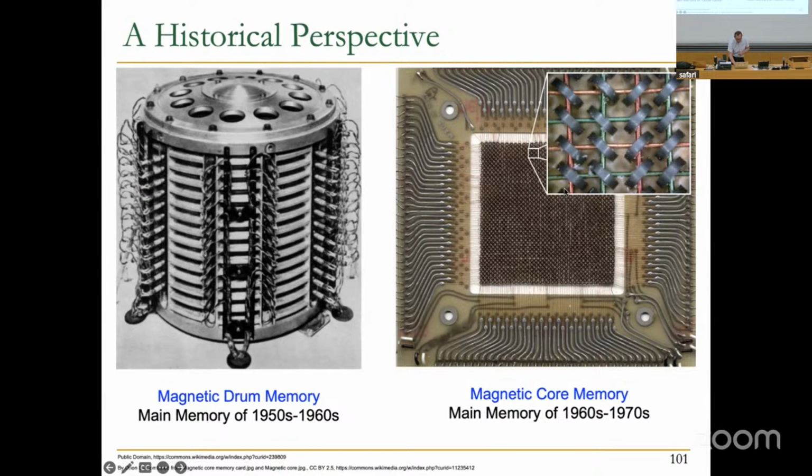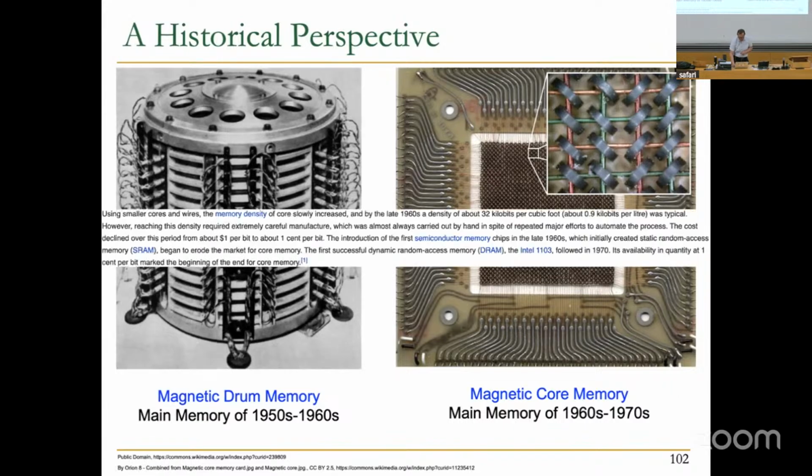If you look over here, even the structure is very similar. Yes, there are magnets. The magnets need to move, and depending on the orientation of the magnets, you store 1 or 0. But you still have the word line and bit line two-dimensional array structure. It's just not electronic in this particular case. And I like reading this over here very quickly. Using smaller cores and wires, the memory density of the core slowly increased.